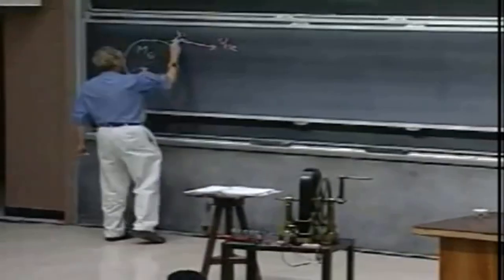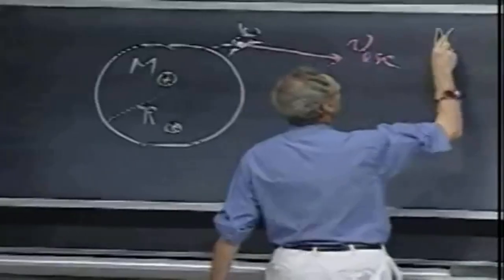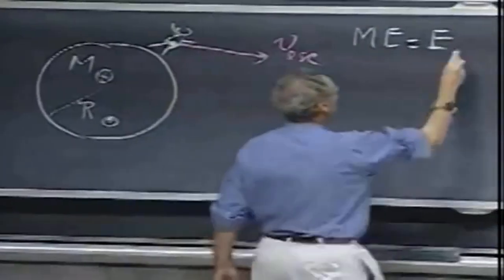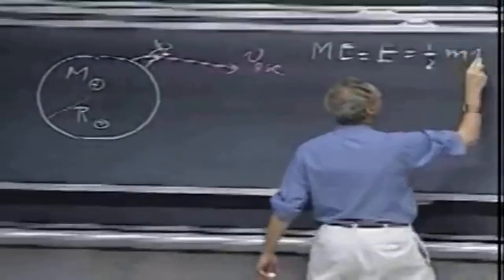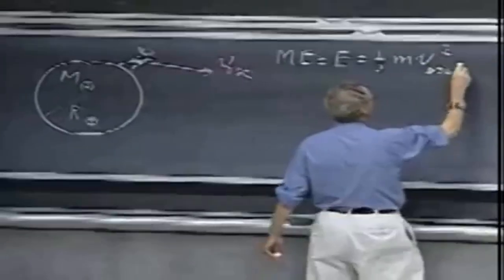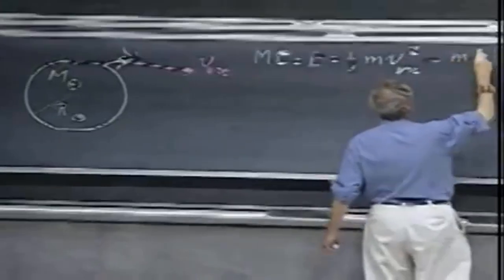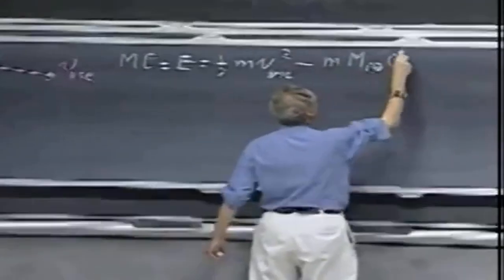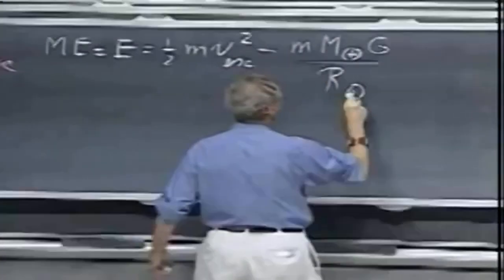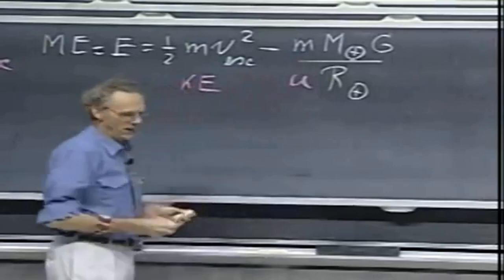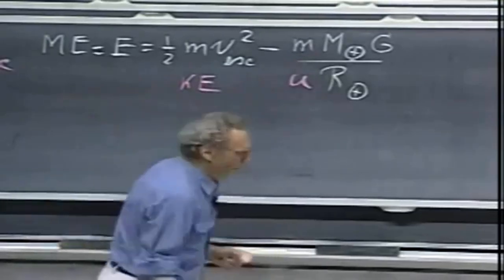Well, when you're standing here and you have that speed, your mechanical energy, which we often simply call E, the total energy, is the sum of your kinetic energy. This is your mass, this is your escape velocity squared, plus the potential energy, and the potential energy equals minus m_Earth m G divided by the radius of the Earth. So this is your kinetic energy, and this is your potential energy, always negative, as we discussed before. Mechanical energy is conserved because gravity is a conservative force.